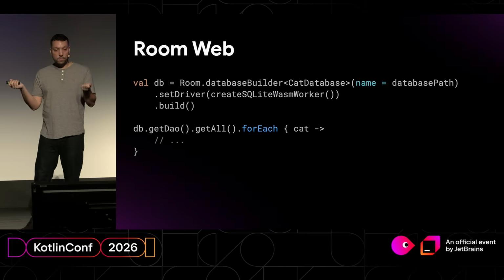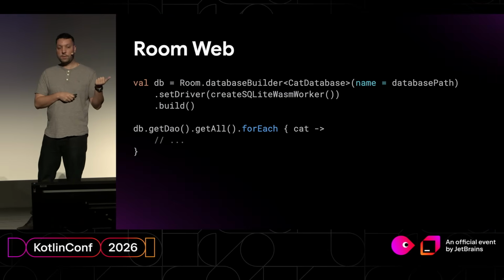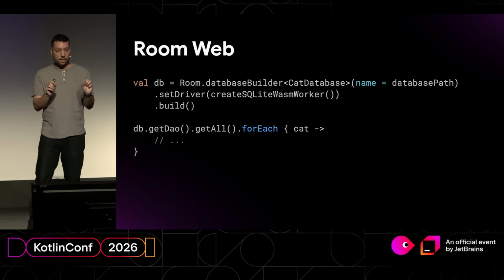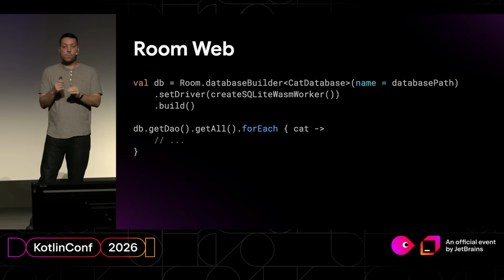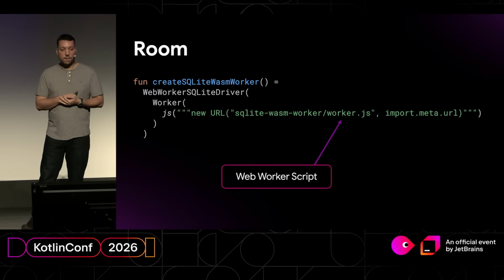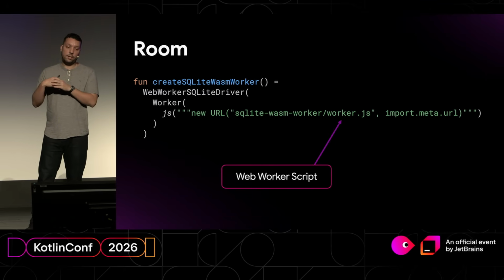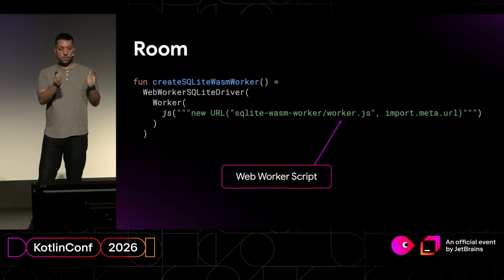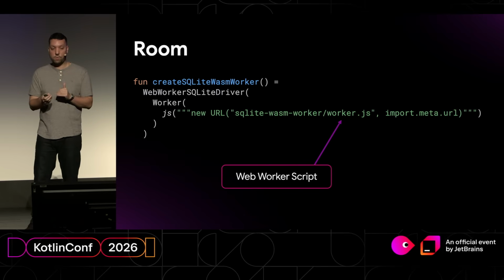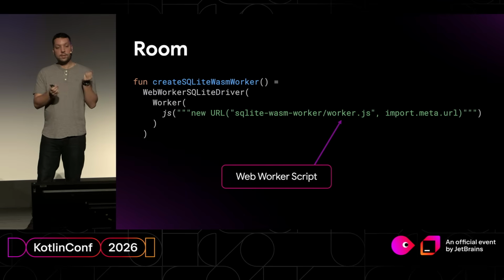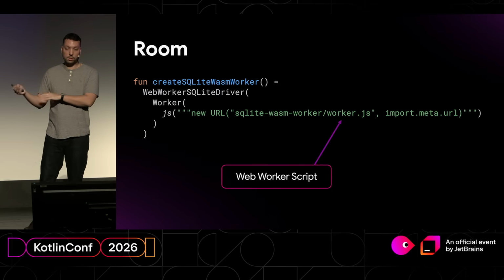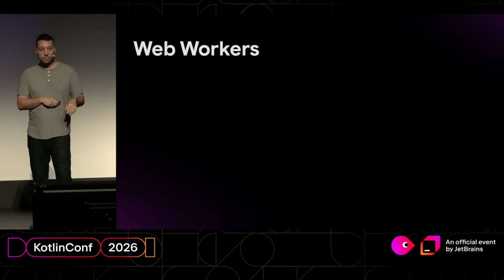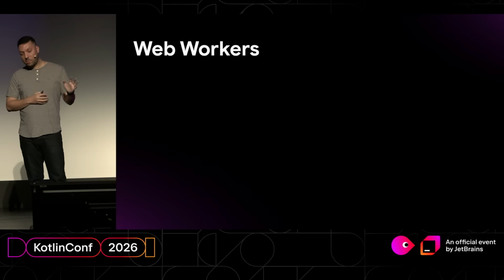So if you were to use Room for the web, similar code that we saw before, you start with a database builder, but this time in the set driver, you create a web worker driver. We have an API called web worker SQLite driver, where you use this API that we created, but you give it your own worker for now. And the idea is that this web worker driver will communicate with a worker to do the database operations.